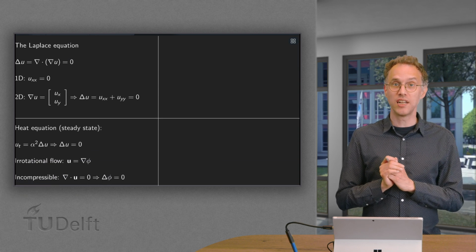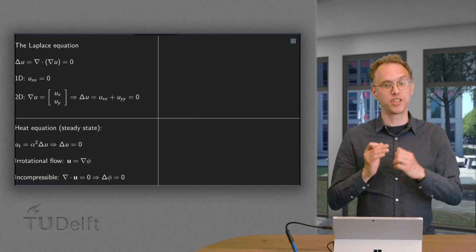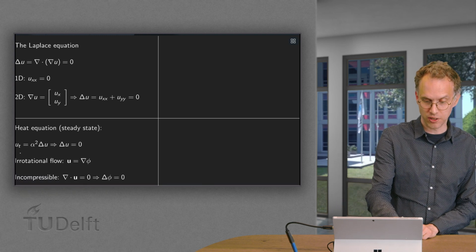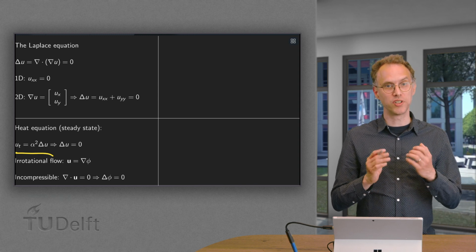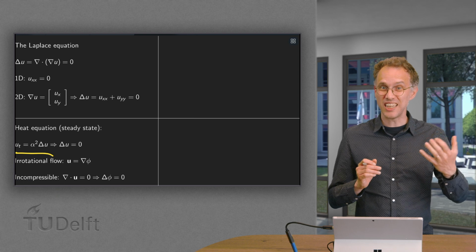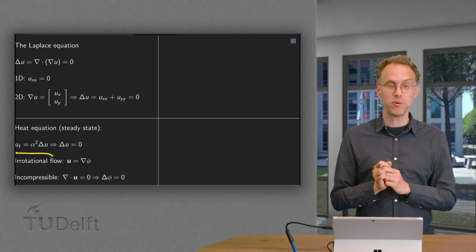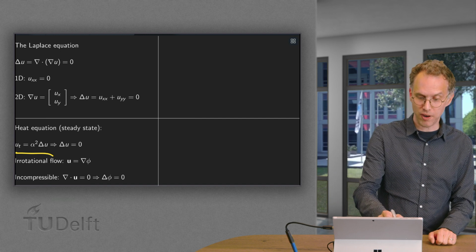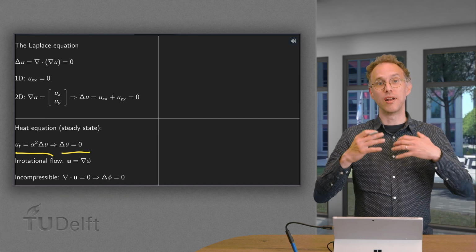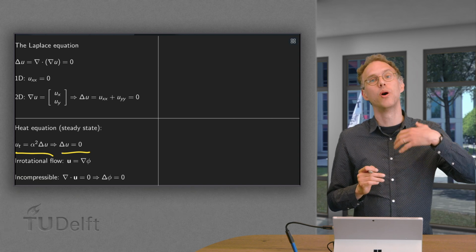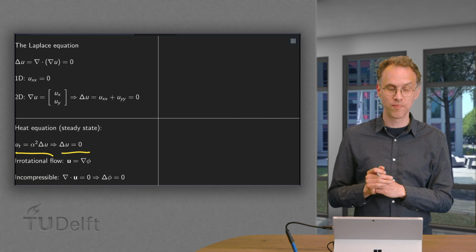So why is this equation important for us? Well, there are several applications. For example, we can look at the heat equation, which is u_t equals alpha squared delta u. If we are in steady state, u_t equals 0, so we get alpha squared times delta u equals 0, so then we have Laplacian u equals 0. So the Laplace equation is actually a special case of the heat equation once we are in steady state.